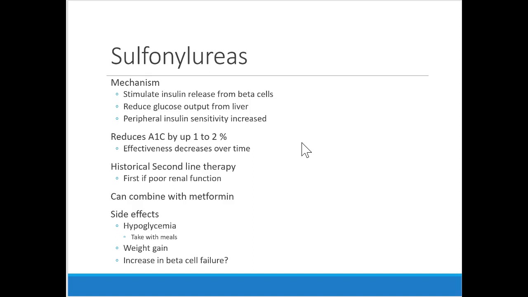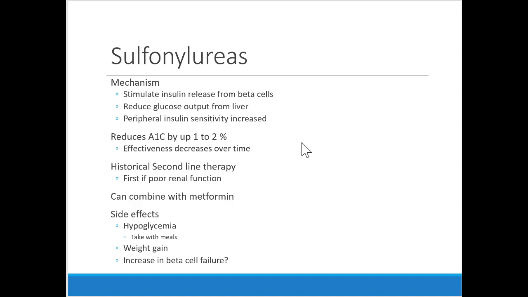And if you have poor renal function and metformin doesn't work for you, you can take a sulfonylurea. So that's been also a first-line agent for some patients who have kidney issues. Side effects, hypoglycemia is pretty high with these. It's probably the highest of any of the oral hypoglycemic agents. It's probably got the highest hypoglycemic risk. And it does cause weight gain, which is a concern for a lot of patients.